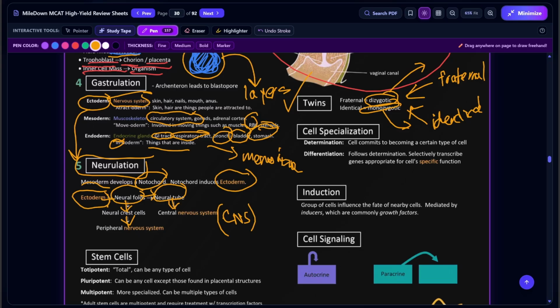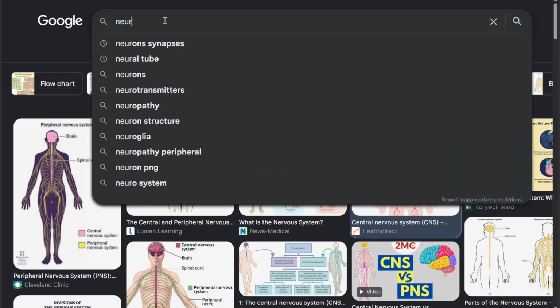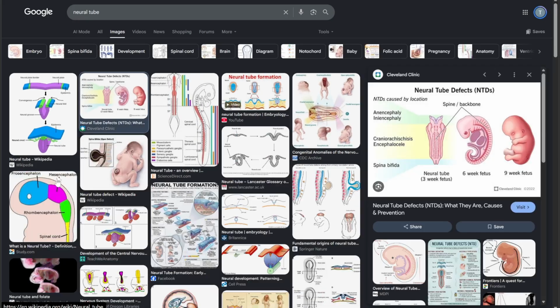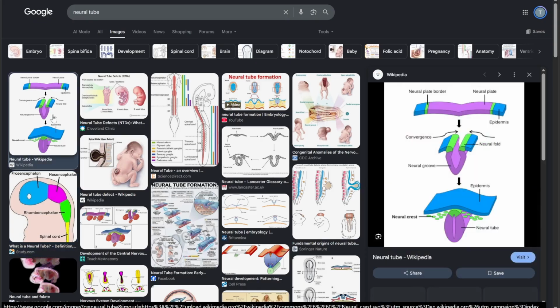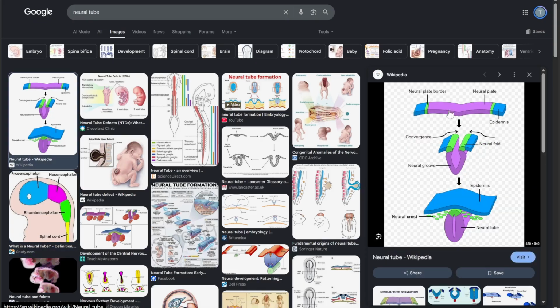So if you've never seen the neural tube before, it looks interesting. Neural tube. So this is a neural tube, right? And then there's actually different parts afterward that it splits into, like prosencephalon, mesencephalon, rhombencephalon. And then here's that neural plate here, and that neural plate border, and then they fold to make a neural fold, and that's a neural groove, right? And then you get your neural tube from there. So this is trying to show neurulation, basically.